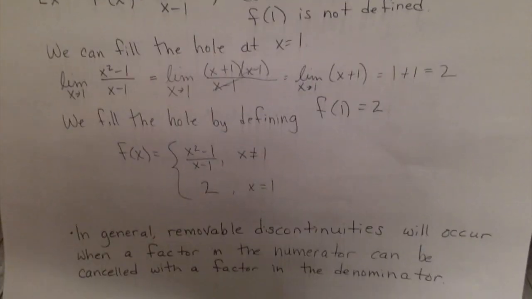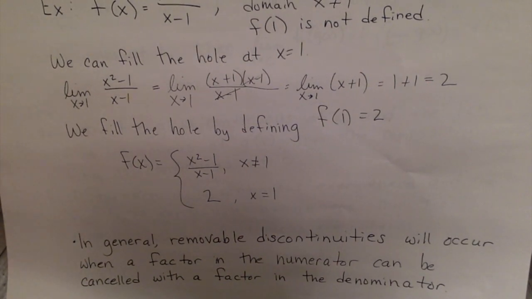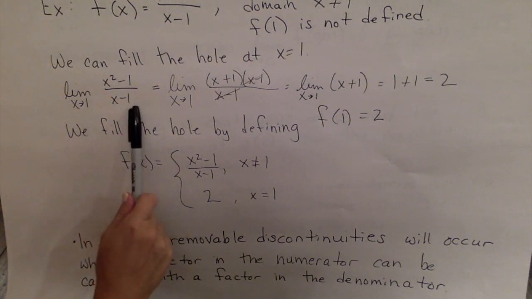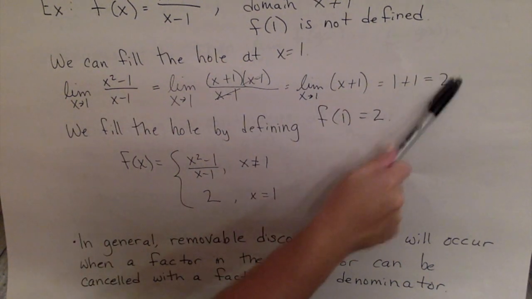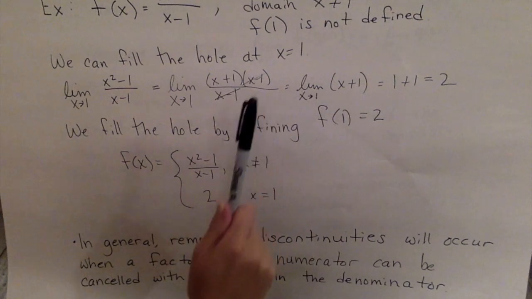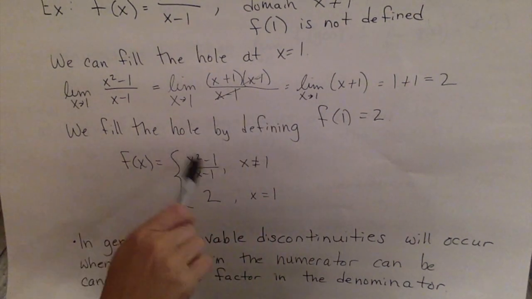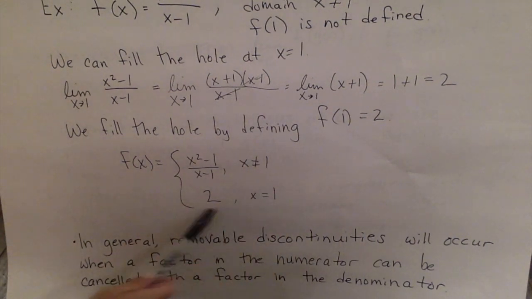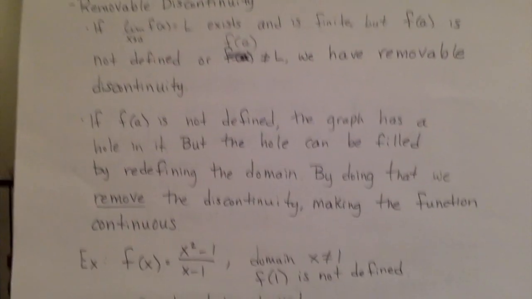Okay. So in general, what we're going to find is that removable discontinuities will occur when a factor in the numerator can be canceled with a factor in the denominator. And that's exactly what happened here. Generally, that's because we can find the limit of the function. It is going to exist, and it will be finite. So we can find that limit, and then we can redefine our function to fill the hole.